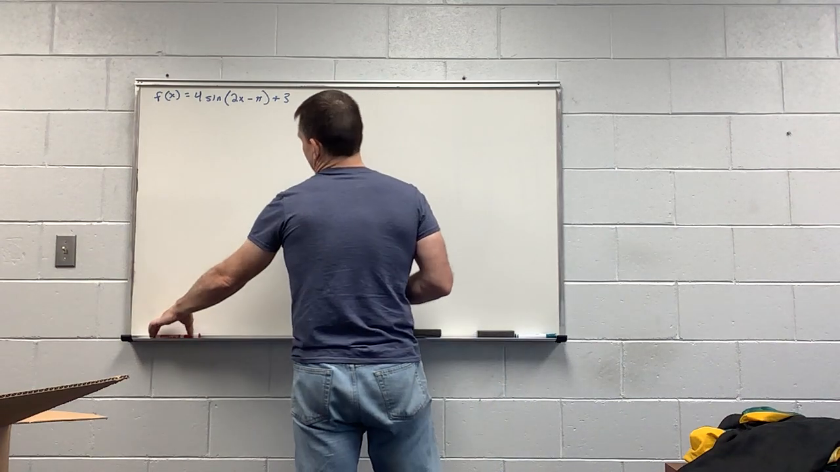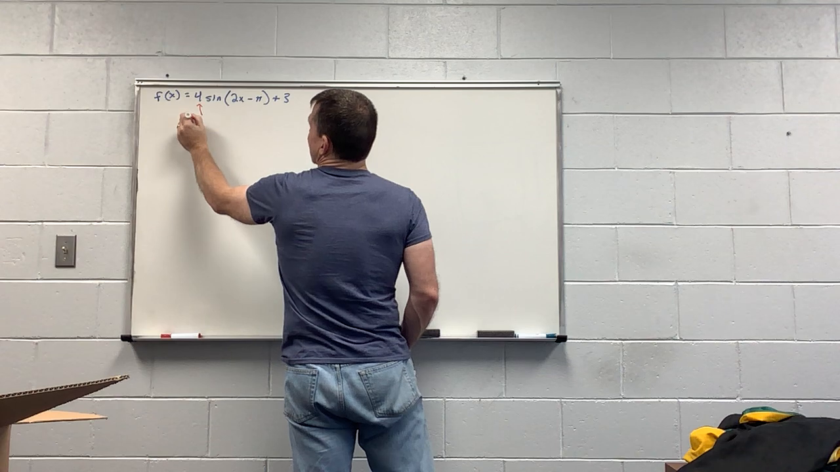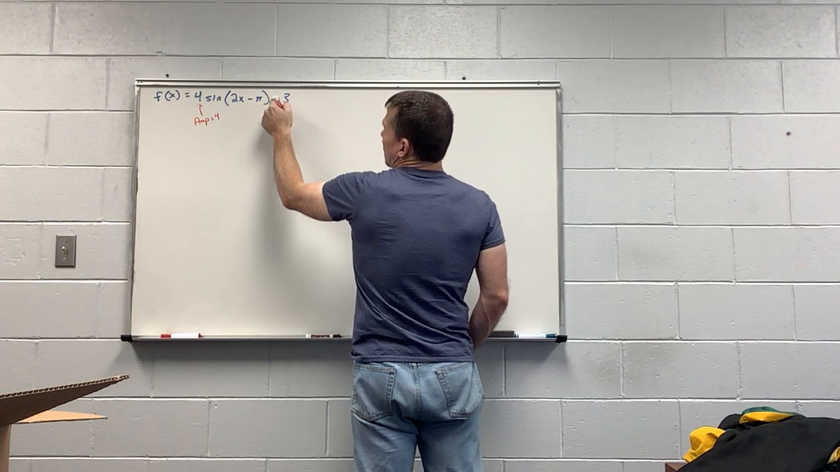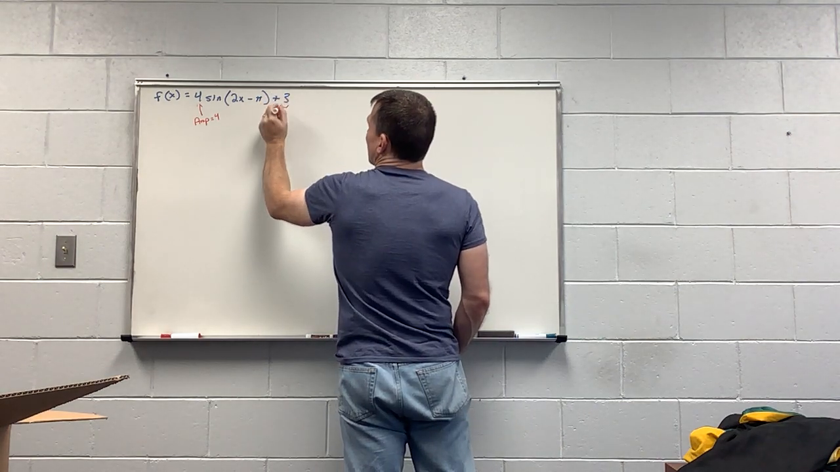build it. And if we look at this, we know right here the constant out in front gives me my amplitude. So my amplitude here will be 4. I know whatever I add or subtract on the end will shift my graph vertically, so a plus 3 will make me go up 3.